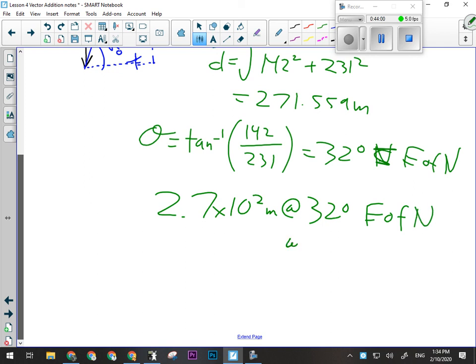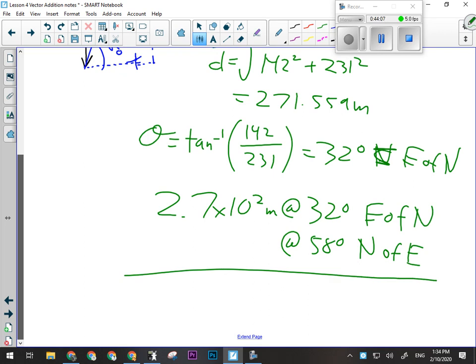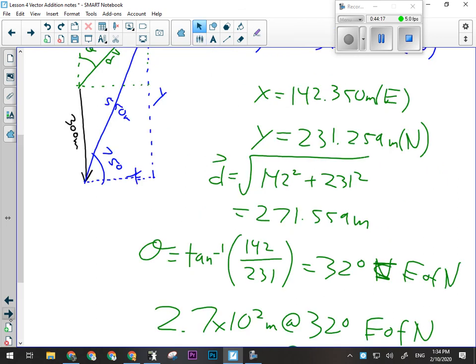North, or at 58 degrees north of east. Okay, either one of those directions is correct because they're the same direction. They're complementary angles. Okay.